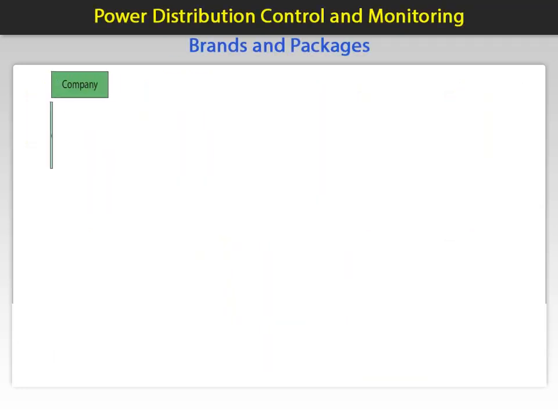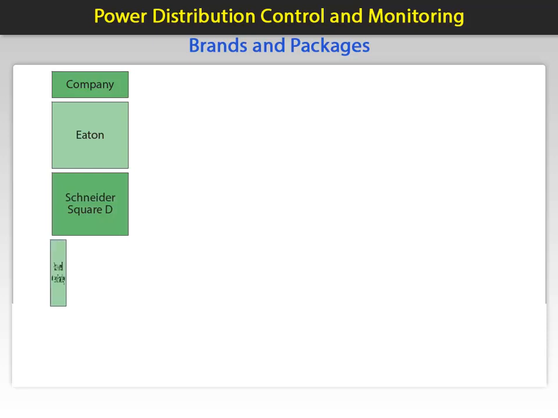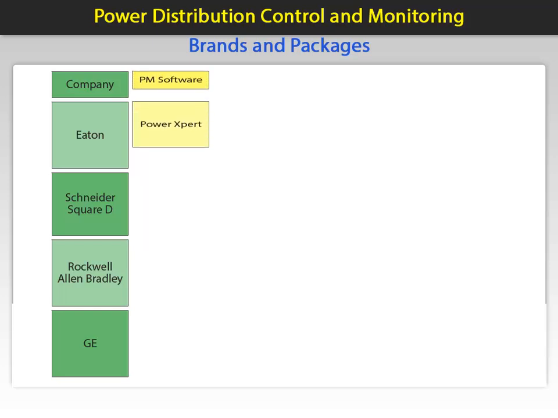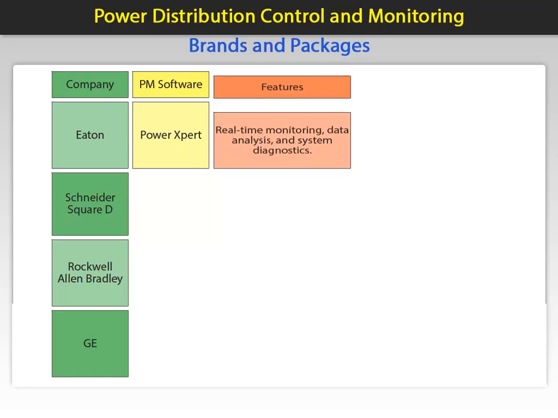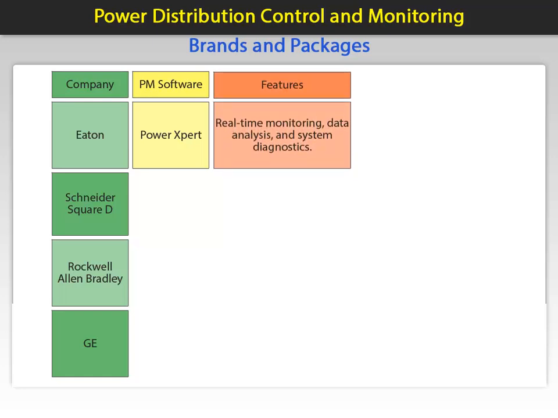Eaton, Schneider Electric, Square D, Rockwell Automation, Allen Bradley, and General Electric are prominent manufacturers offering power management solutions. Here's an overview of their offerings. First, let's look at Eaton. Their power management software is called Power Expert. It features real-time monitoring, data analysis, and system diagnostics.